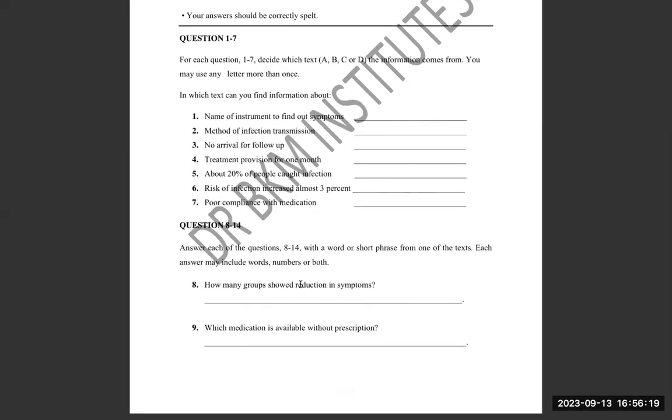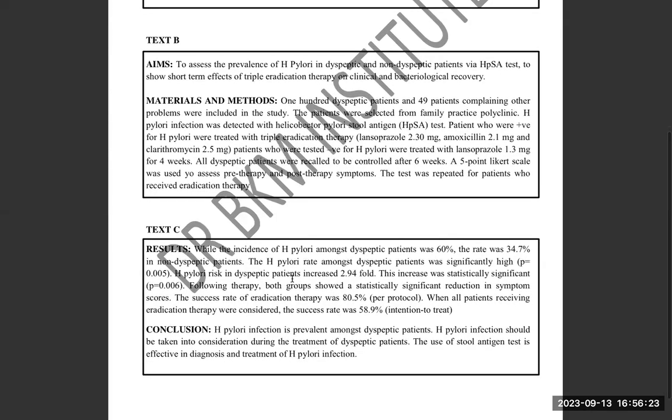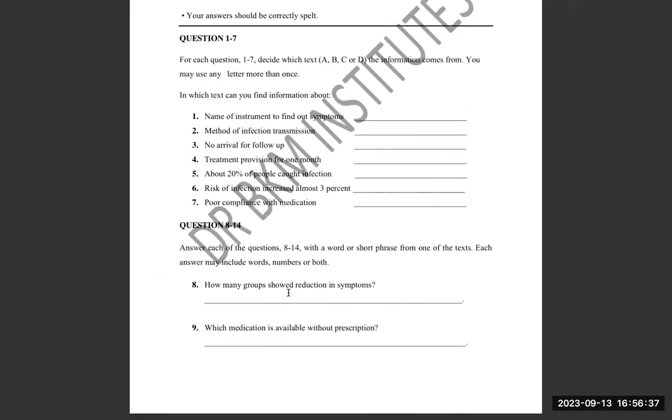How many groups showed reduction in symptoms? Both groups showed statistically significant reduction following therapy. Both groups means 2 groups. Both groups showed a significant reduction in symptoms. Thank God, both means 2. That is where you have to be specific. How many means number, so you can't write both. You have to write 2, according to me.